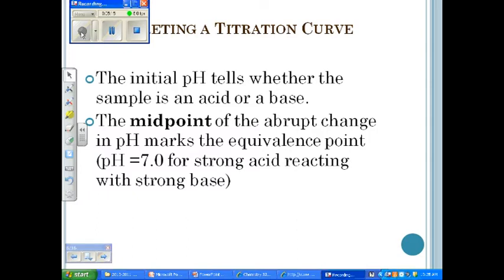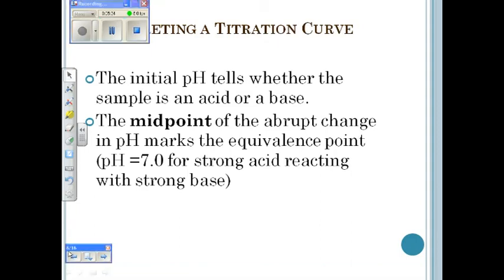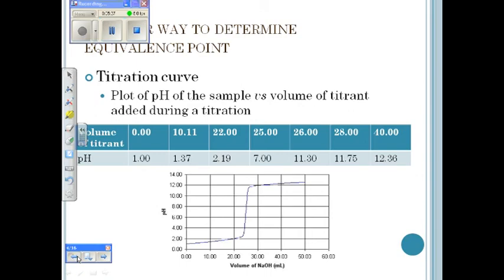Okay, so when a strong acid reacts with a strong base, hydronium plus hydroxide, the product is water. So it makes sense that the pH is going to be 7, because you have no other side products being produced. So when a strong acid reacts with a strong base, the pH is 7. So the equivalence point is this point right here, halfway between the abrupt change. So that is your equivalence point.